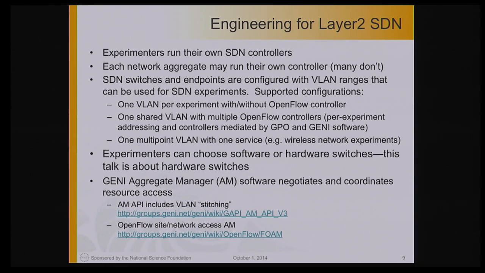What we do in advance is go into the SDN switches and the endpoints on the network and configure VLANs that are available to be used for OpenFlow and VLANs that are available to dynamically make connections between endpoints. The three types of configurations that we found useful are dedicated VLANs, where you have one VLAN that connects to all the resources in the Genie network that are part of an experiment, and those are all controlled by one OpenFlow controller. Or a shared VLAN, where you use that VLAN to connect multiple resources, and then you can have multiple people running controllers to share control.